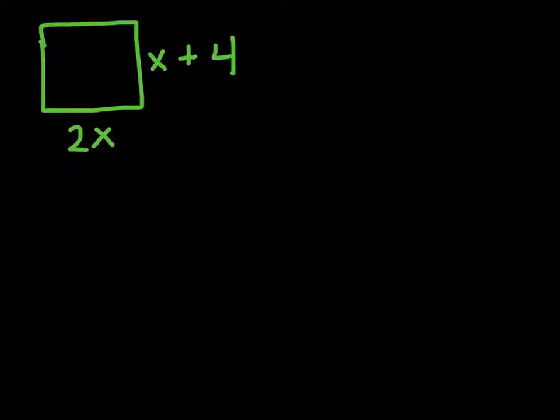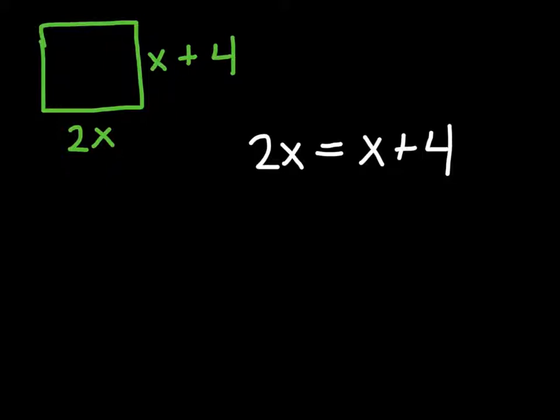Let's take a look at the last idea in this chapter, which is solving an equation to find a perimeter. This lets us explore a relationship between geometry and algebra. A square has 4 sides of equal length. Write an equation and solve for x. Well, we know that if the sides are of equal length, then 2x must equal x plus 4.